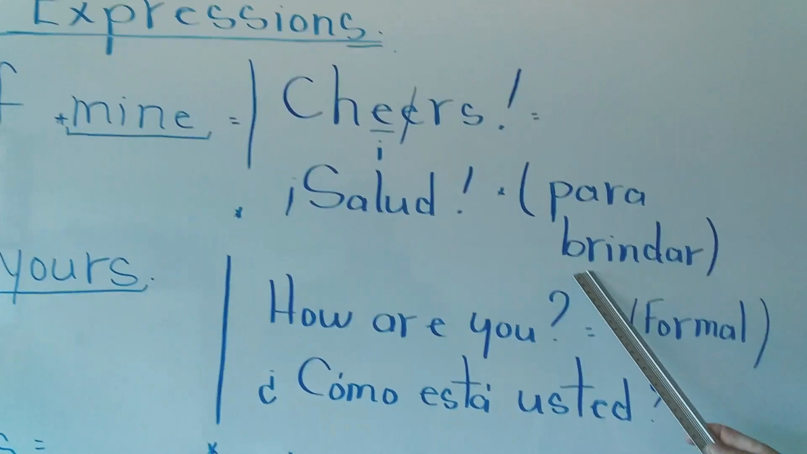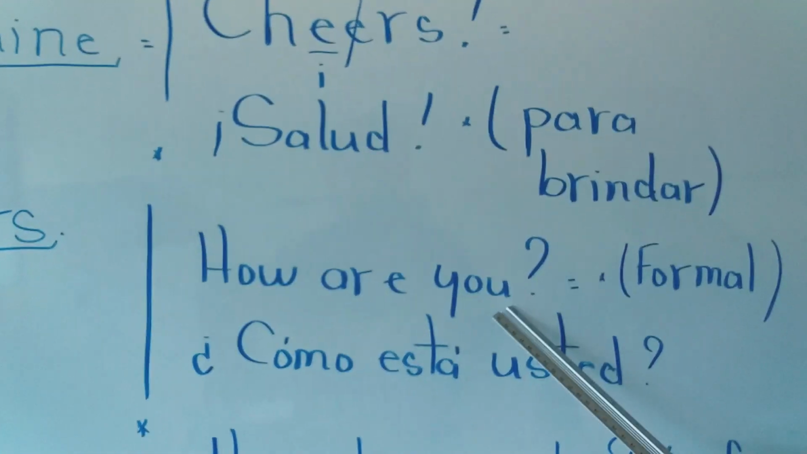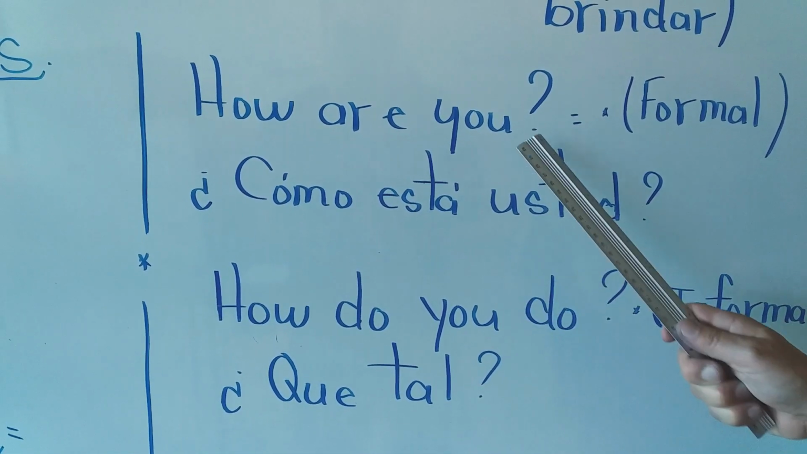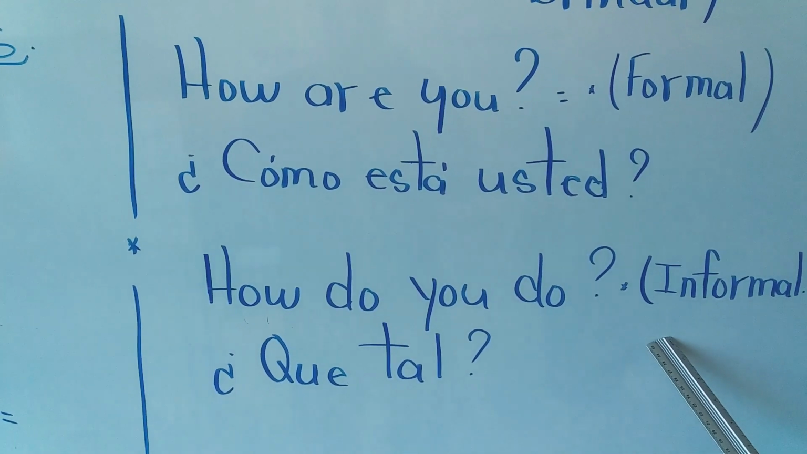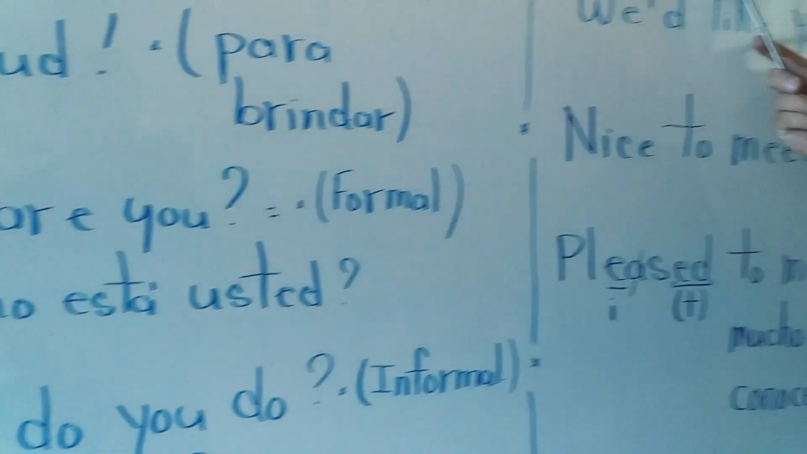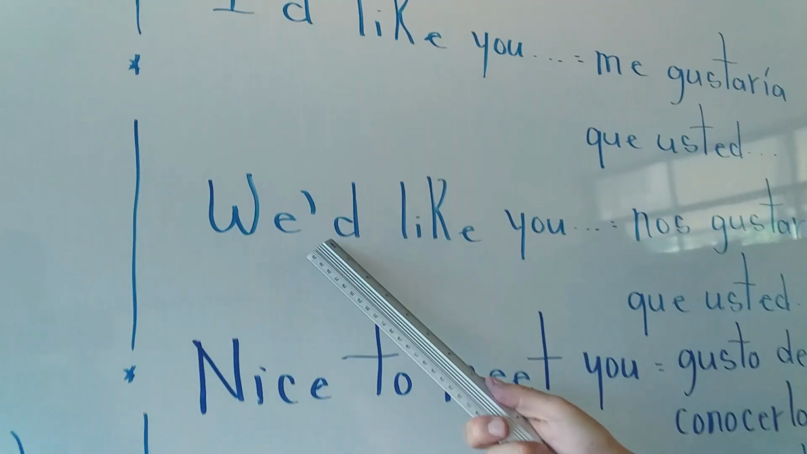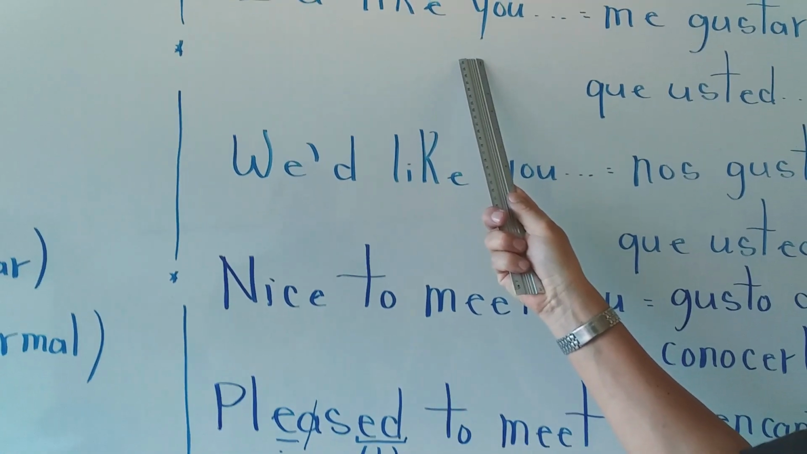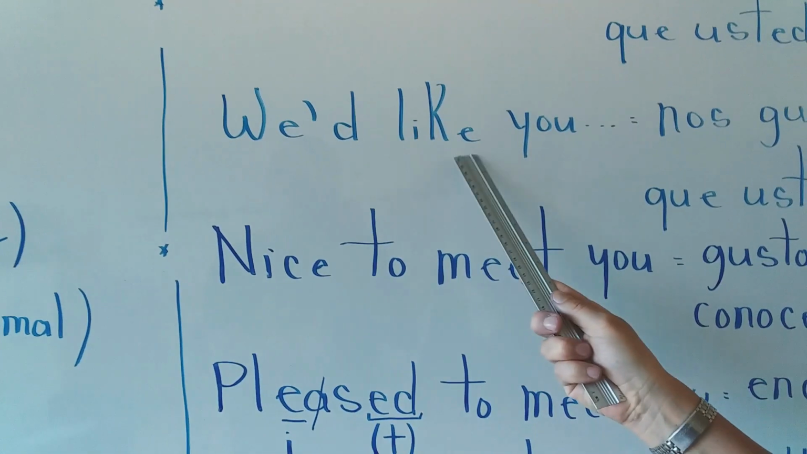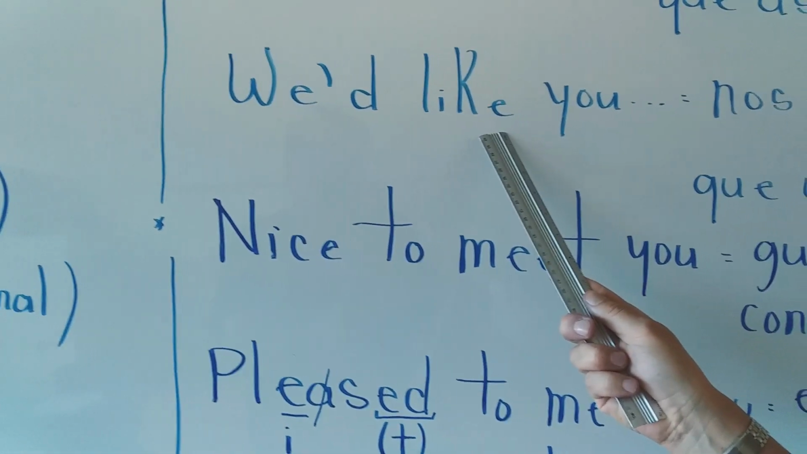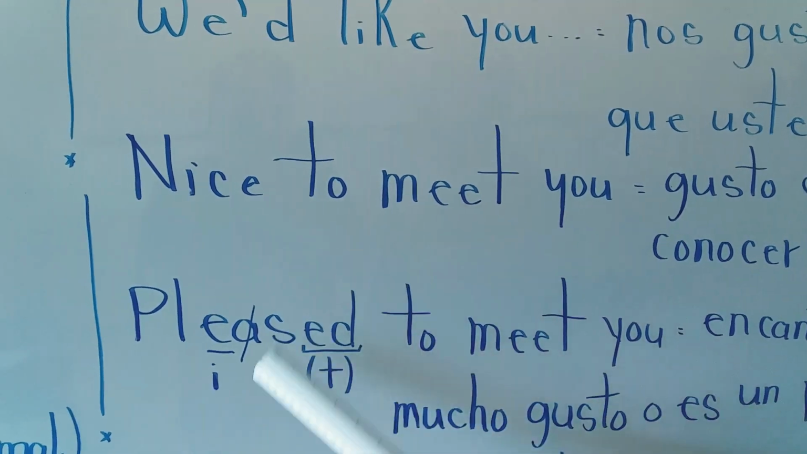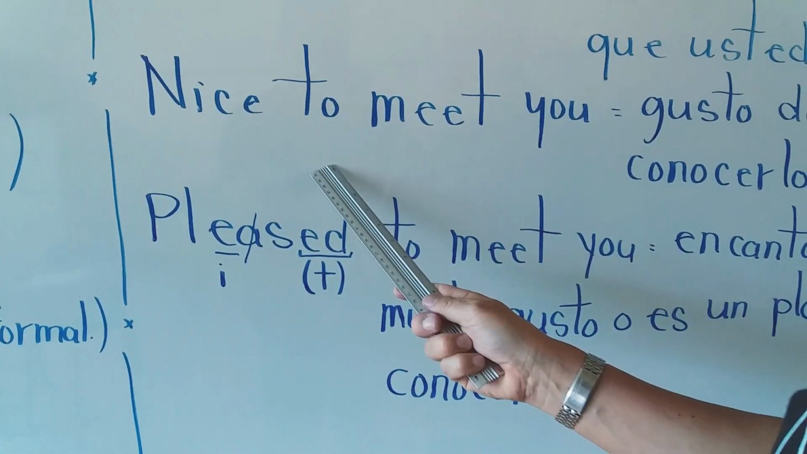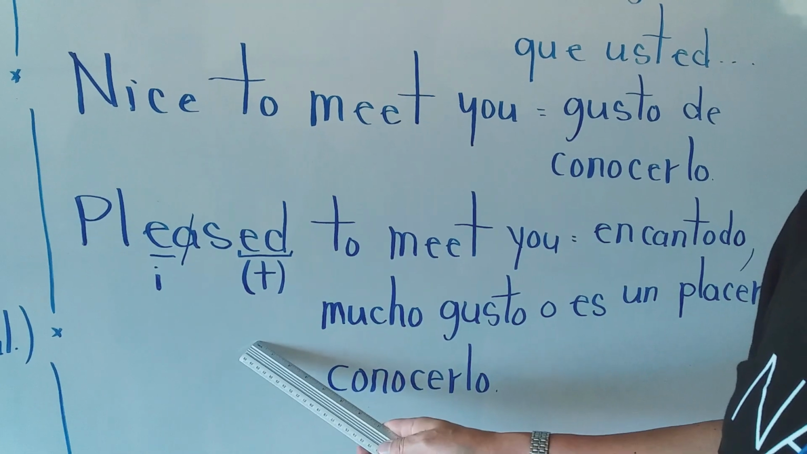Cheers, only for celebrating. Cheers. How are you and how do you do? They both are greetings. This one is formal and this one is informal. How do you do? I'd like you, we'd like you. For example, I'd like you to listen to music in English. We'd like you to be fine with your family at home. Nice to meet you and pleased to meet you. Both are very formal. It's more common to use nice to meet you than pleased to meet you.